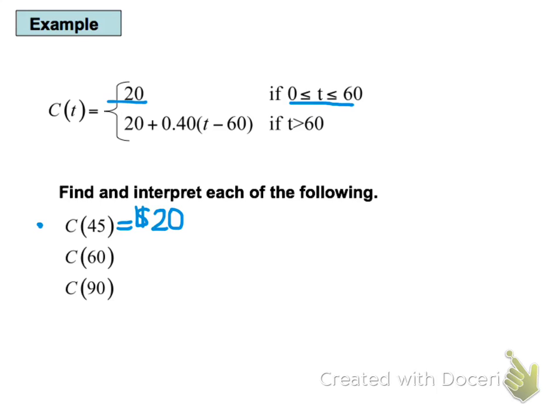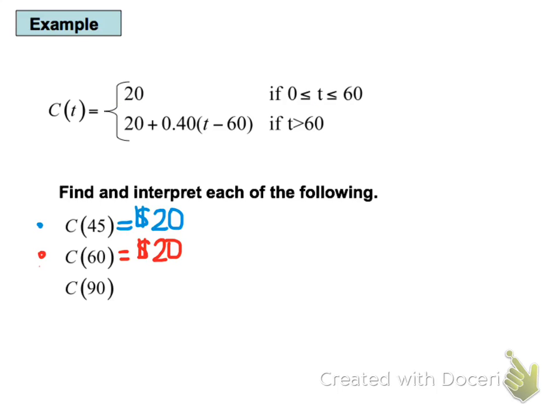Now the next one, we're talking about 60 minutes. So now we're finding c of 60. Again, we have to decide which piece of my function I should use. Well, for 60 minutes, it looks like we're equal to 60, so we're still using the top one. So again, we're still using the top and saying another $20.